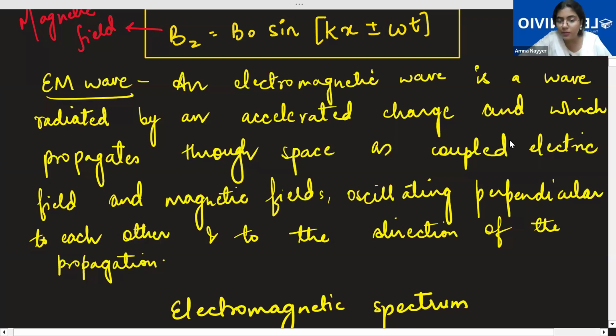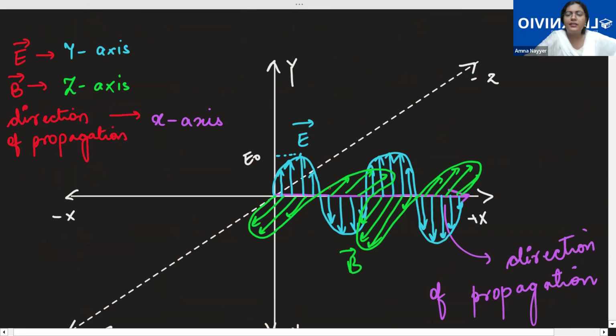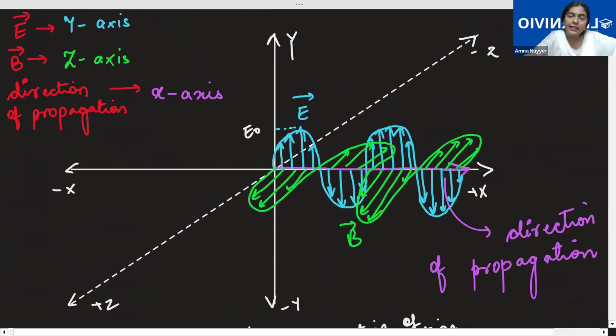Now the whole gist of what we did in the last class, the figure that I had drawn, the graph part, this part that we saw: the electric field is there, magnetic field is there, direction of propagation. Is it clear?